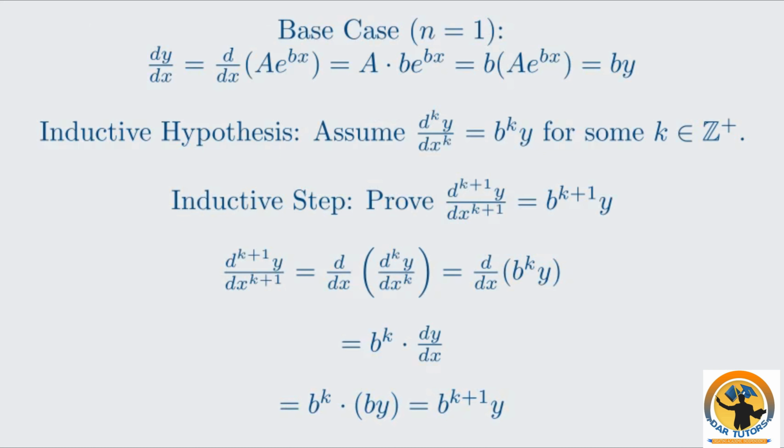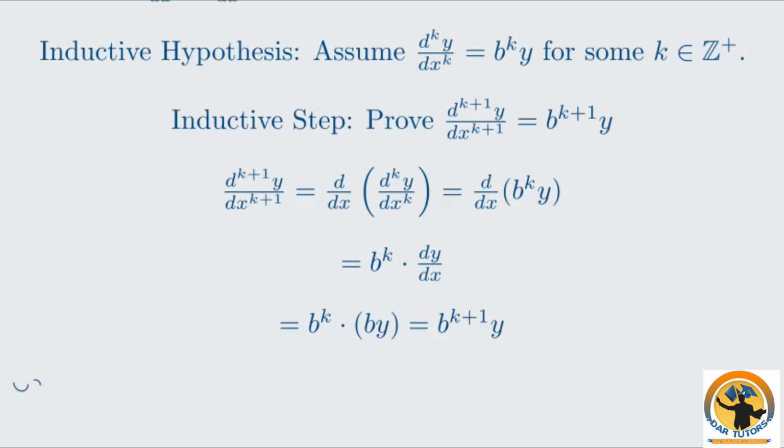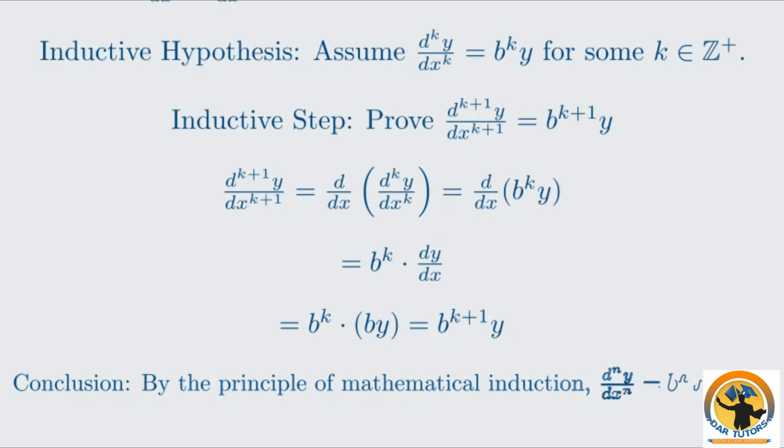Step 4, conclusion. By the principle of mathematical induction, the formula is true for all positive integers n. Therefore, we have proven that the nth derivative of y equals a e to the bx is b to the n times y. Let's look at another common type of problem, verifying a differential equation.